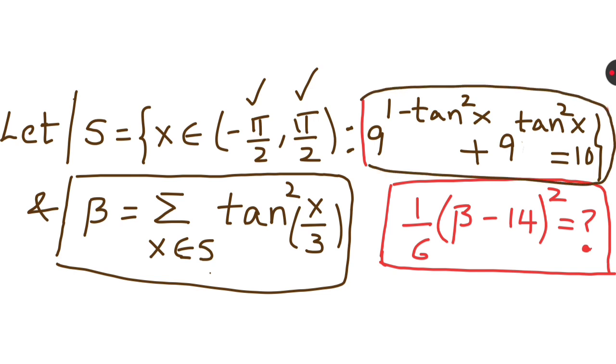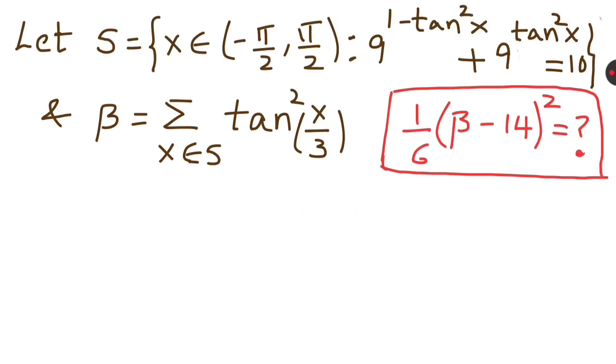So first we need to solve for x. You need to check that these x values satisfy the interval minus pi by 2 to pi by 2. Once you get the x values, you have to substitute them into the summation of tan square x over 3. That is our beta value. Once you find the beta value, then you substitute it for beta in 1 over 6 beta. So that's why first we need to take this equation and try to find the x values.